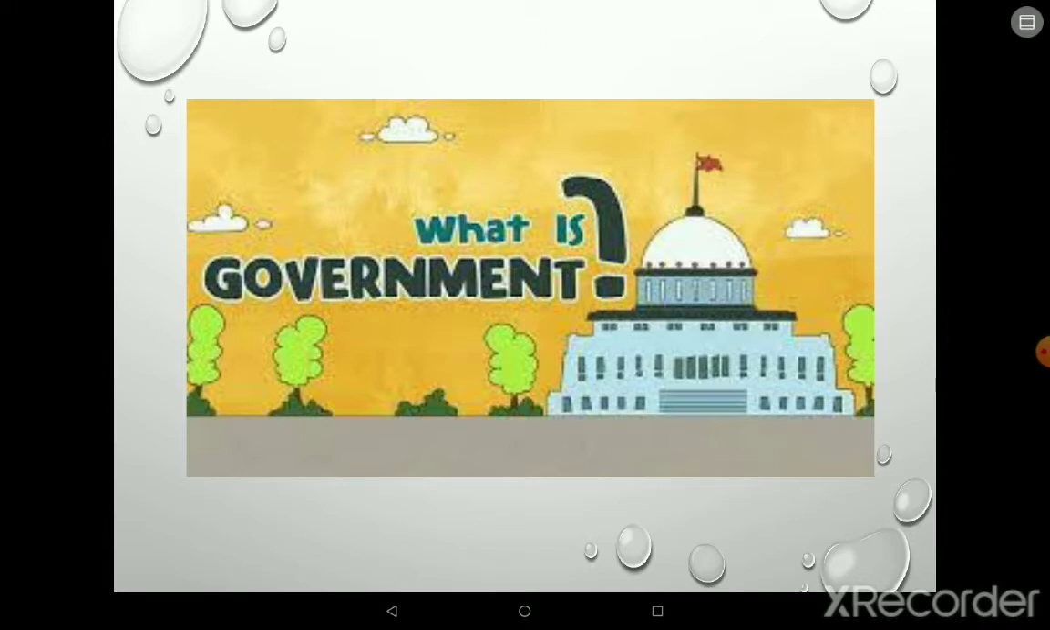This word government is derived from the Latin word gubernare, which means to govern or to guide. The government works to fulfill the needs of the people and to resolve their problems, and it functions on behalf of the people of the country by exercising leadership, taking decisions and implementing these decisions.